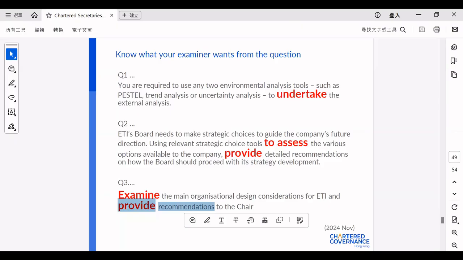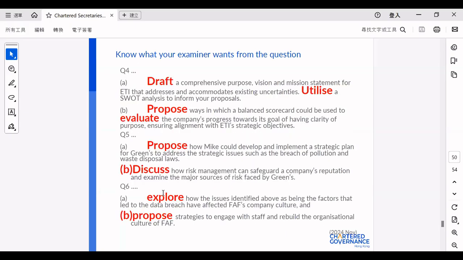Maybe explore something like reporting lines, coordination structures, and then suggest something that is aligned with the strategic goal. That's what it meant by examine and recommend. The recommendation must be based on what you have examined, and that is the most important point.